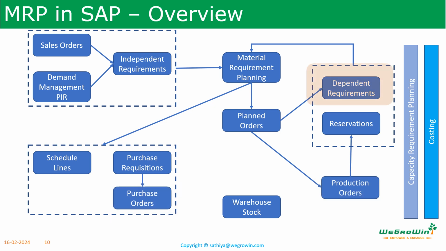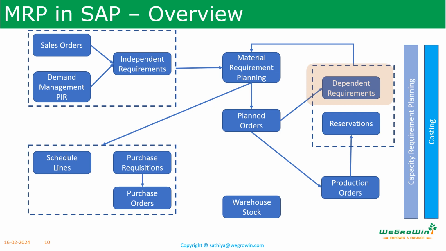From the schedule line, the system also creates further dependent requirements from the planned orders. For example, I have a gearbox requirement. For the gearbox, we need to have input to the subassembly, right? Then that dependent requirement will be created. That cycle will again continue. Please note, it is going back to the MRP.